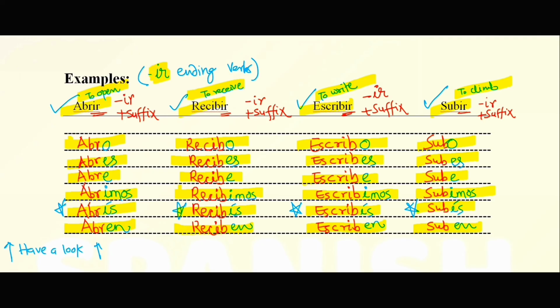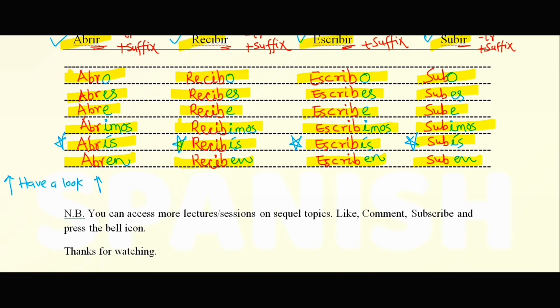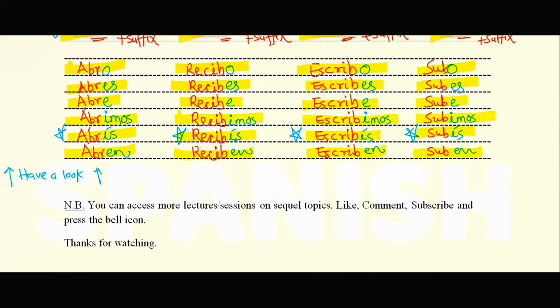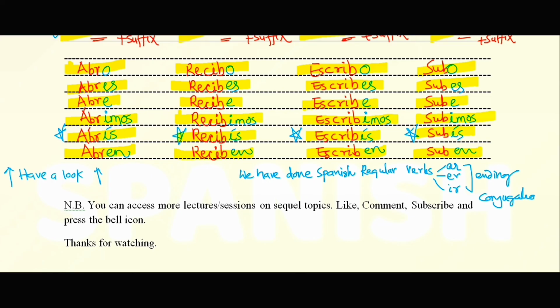We have learned three categories: AR, ER, IR ending verbs, their respective 6 conjugations, subject pronouns, and agreement. So this agreement is important also. This sequence you must not miss. If you miss it, you will miss many things. We have done many things. You can see we have done Spanish, regular verbs, AR ending, ER ending, IR ending, and their conjugations.